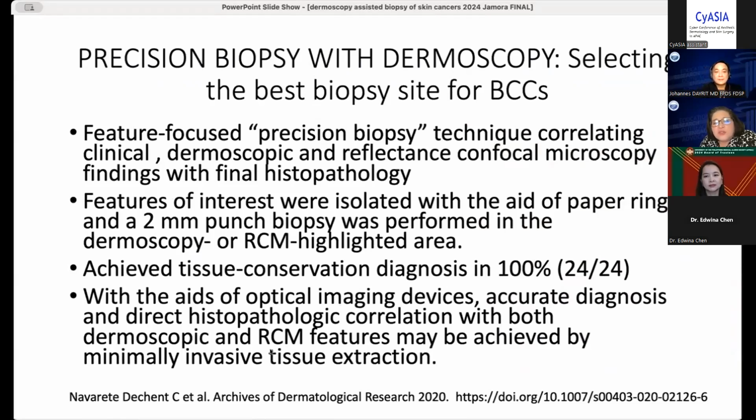Now, let me talk to you about precision biopsy with dermoscopy, okay? In this study done abroad in the US, they used both clinical dermoscopy and RCM, reflectance confocal microscopy, which I don't do, so I will not be able to explain RCM to you. Just dermoscopy. They used paper rings or paper stickers, because the paper stickers cover up the area, so the RCM person can just focus on the area of interest. Just by using this precision biopsy, they achieved tissue conservation in about 100% of these patients.